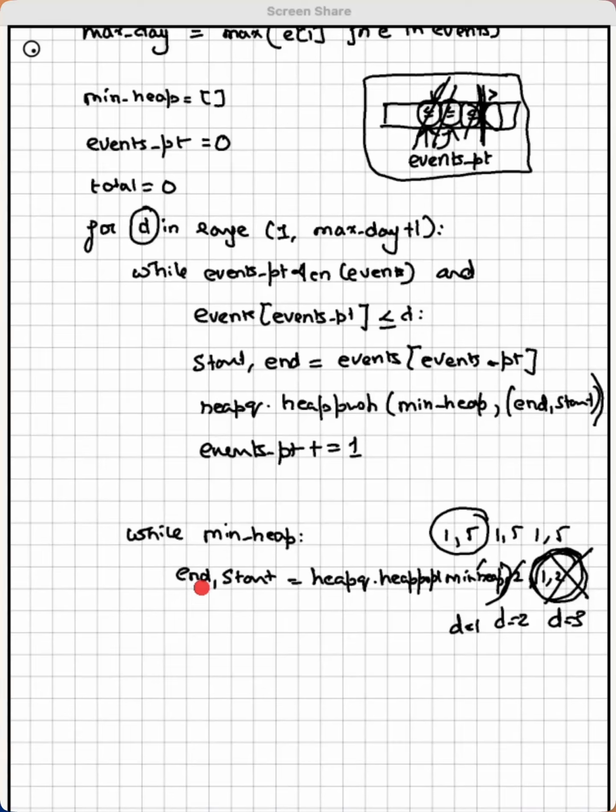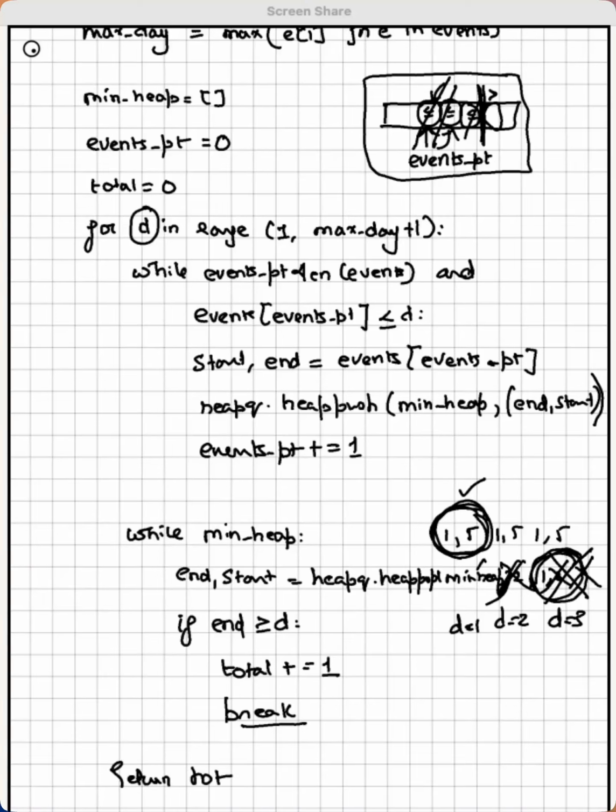Okay, so I've gotten that. Now if my end is greater than or equal to d, that means this is a valid one. So at the first valid one that I find, I stop. I'll say total plus equal to 1, and then let's break from here. Otherwise you keep popping till you find the first valid one at which you can break. And that's about it. I will return total by the end of it.